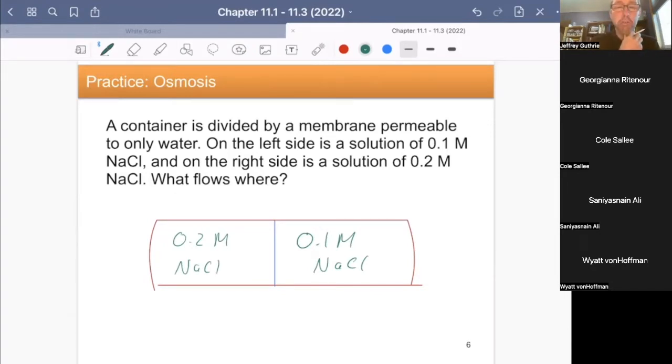Water is going to move. It says in the question, water is going to move. I think, doesn't it? Well, it doesn't really say, but since the membrane is only permeable to water, then that's the only thing that can move. The water is going to flow towards the 0.2 molar. That's what somebody said in the chat here.